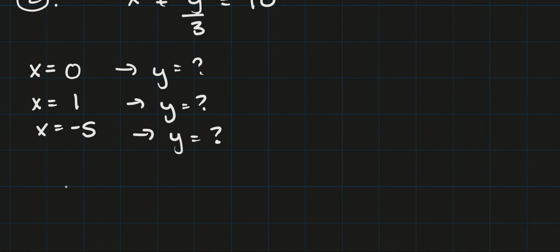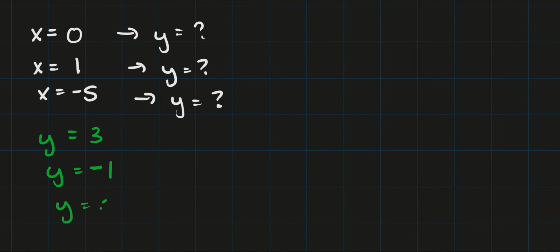And then down here I'm going to switch this up. I'm going to say y is equal to 3, y is equal to, let's go with -1, and y is equal to 0. And then I want you to find x. Do you think you can do these?